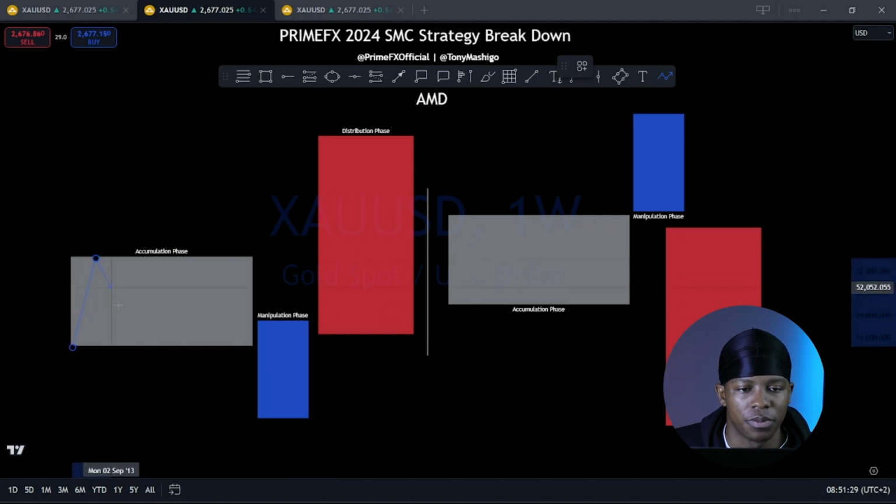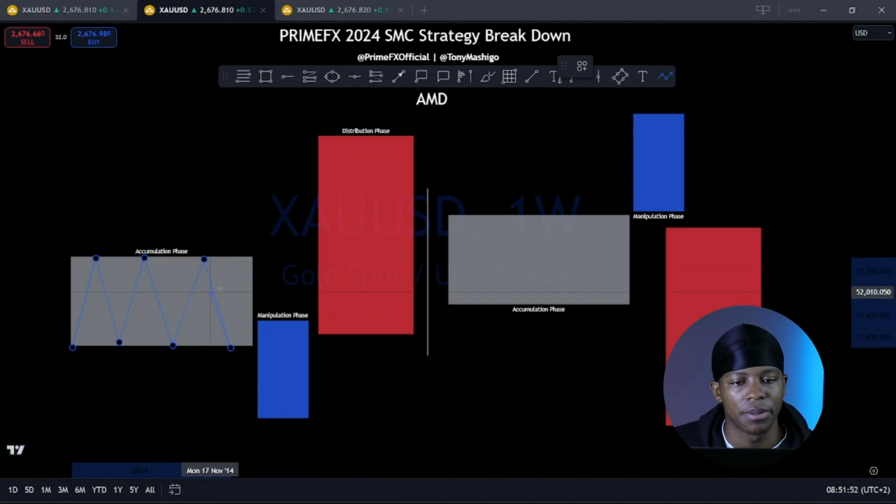So this is where the market moves in sideways, right? No direction. It's not going up. It's not going down. It's just moving in sideways, right? And then this is where it's accumulating orders. One thing I can say about the accumulation phase, this is the worst place you want to find yourself.